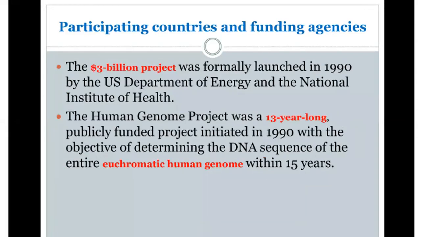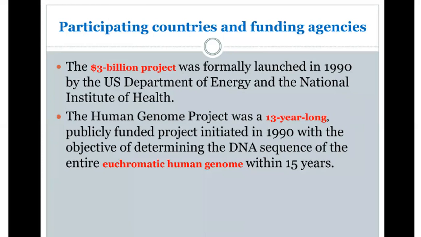Then the most important thing is the economics. About $3 billion was given to start this project in 1990 by the U.S. Department of Energy and the National Institute of Health. The Human Genome Project was a 13-year-long, publicly funded project, because it was initiated in 1990 and completed in 2003.